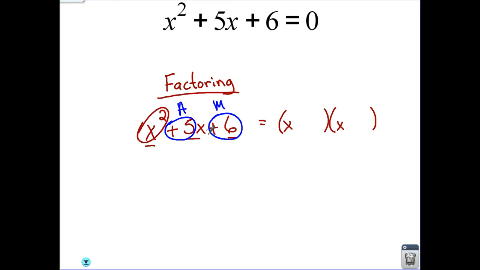So always start over here. If you need to, make your list down here. 1 and 6, 2 and 3. I need those same numbers to add to give me 5. What are they? 2 and 3. Positive 2, positive 3 is factored. You're done.